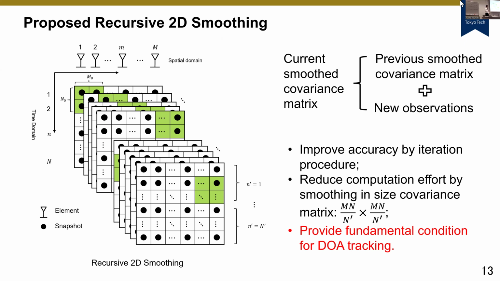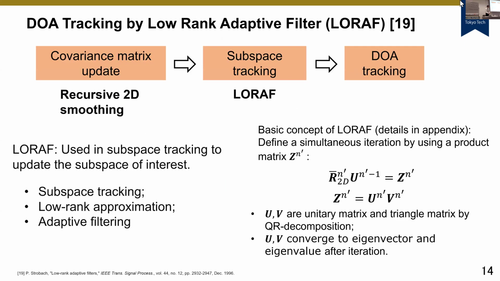And one more important thing is that we can provide the fundamental condition for the DOA tracking, because the covariance matrix now can be tracked. So the DOA can be tracked as well. To realize DOA tracking, we need to track the subspace. There's a typical way, called the low rank adaptive filter, that can be applied for the subspace tracking technique. We first use the proposed recursive 2D smoothing to update the covariance matrix, and then we combine the low rank algorithm to track the subspace. And finally, we can track the DOA.